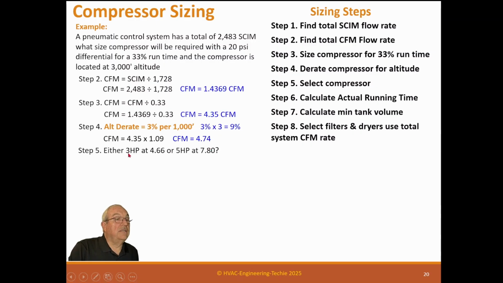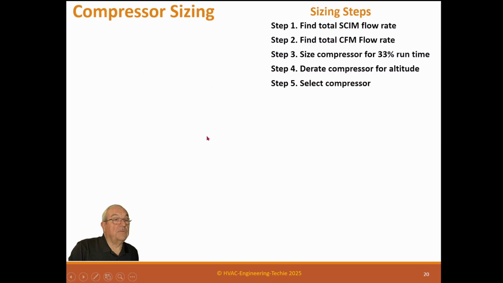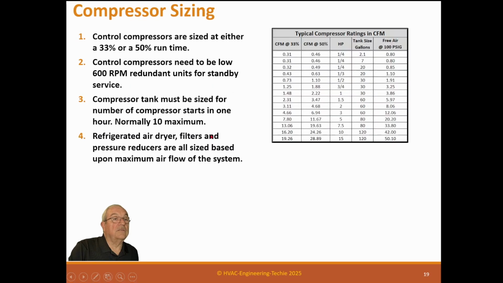Step 5, either 3 horsepower or 5 horsepower at 7.8. So depending on what we're doing there, we'll go back and look at that in a minute. Step 6, runtime of the system. Let's go back and look at that quite quick. Let's get that table. I didn't put that table up here so you could see that. Sorry about that. We'll get there. Okay, here's the table. So we're looking at 4.5 CFM at 3, so 4.66, which would be 3 horsepower, 60 gallons, or a 7.8 at 5 horsepower at 80 gallons. So either one of those would work.